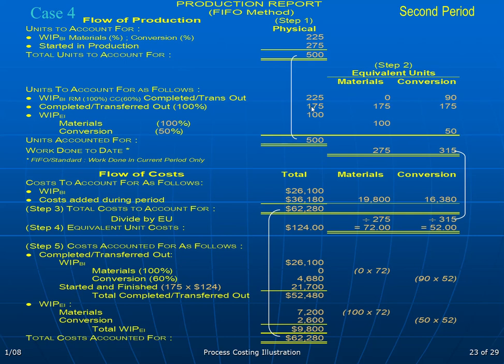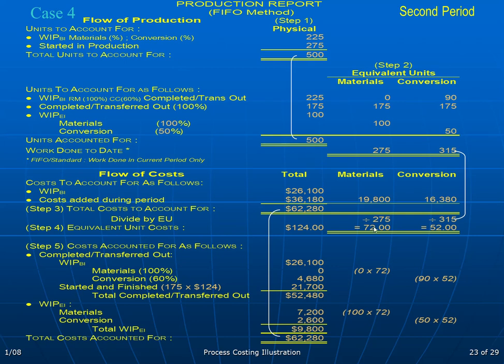175 units started and completed in the current period. All the work was done on them with respect to every cost pool in the current period. And then my ending inventory, I have 100 units in ending inventory. They're fully processed with respect to materials, and they're 50% processed with respect to conversion costs. So my ending inventory is not impacted here by whether I'm using weighted average or FIFO. The units transferred out is.